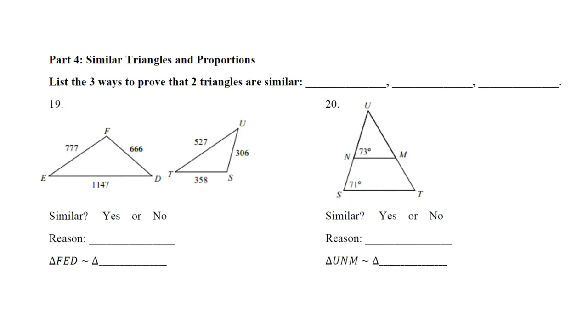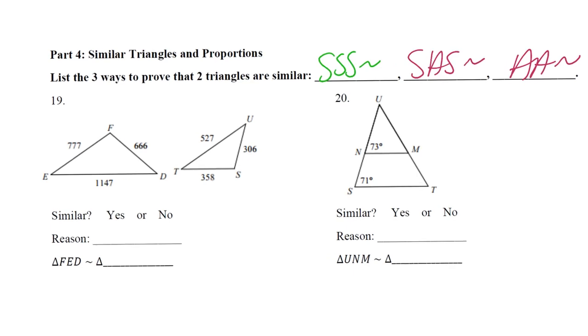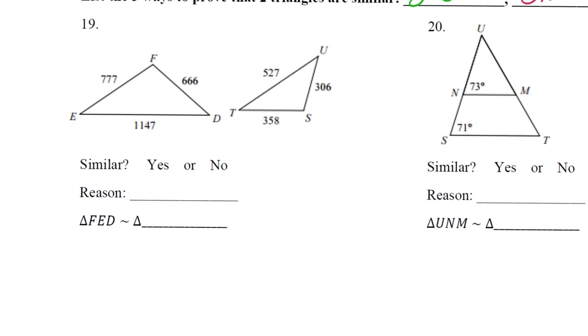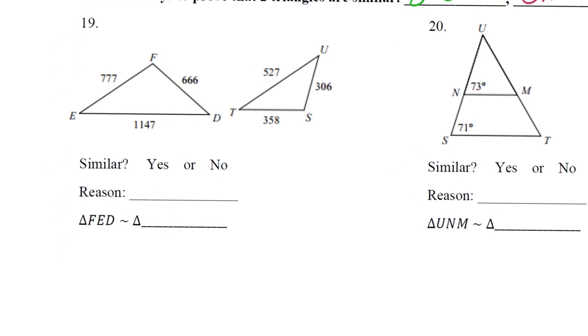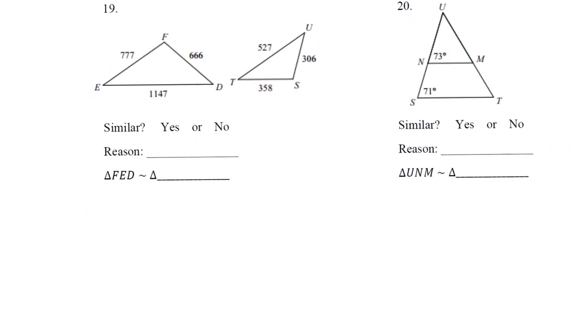Part 4, we're looking at how to prove that triangles are similar. There are three ways: side, side, side similarity, side, angle, side similarity, and angle, angle similarity. Remember, when it's similarity, we're talking about proportions. We have to actually check out the proportions and make sure they work. So the first one is asking us, is it similar? So we need to set up our three proportions to check. I'm going to move this up a little bit.